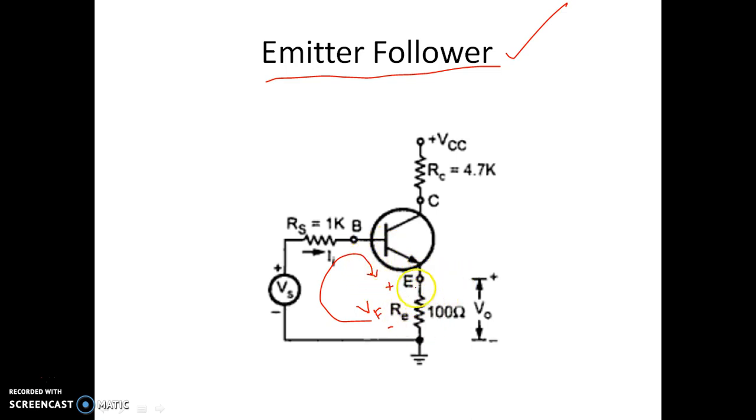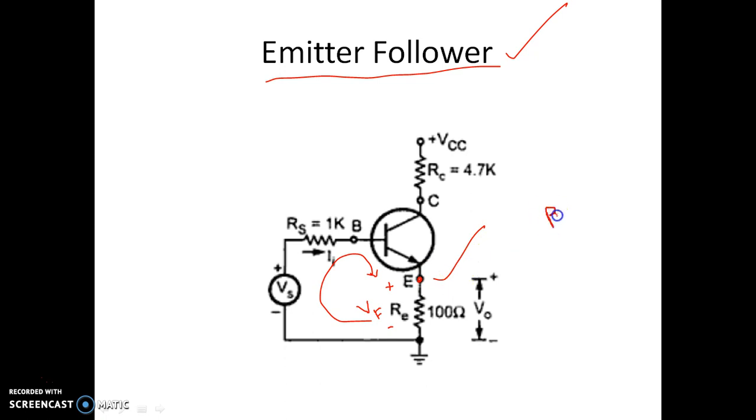Why? Because the node from where we are taking the output is the starting point of the feedback network, that is the emitter resistor. So this is voltage sampling, and to determine the input voltage of this NPN transistor, that is the base emitter voltage, we have to apply KVL, Kirchhoff's voltage law, in the input loop. So this is series mixing. So this is voltage series feedback topology.